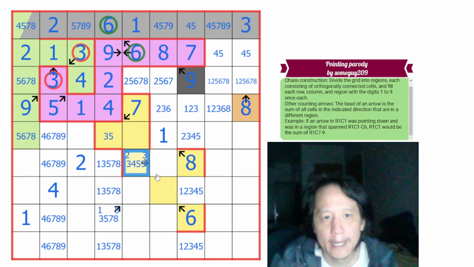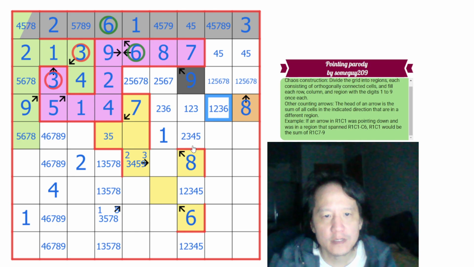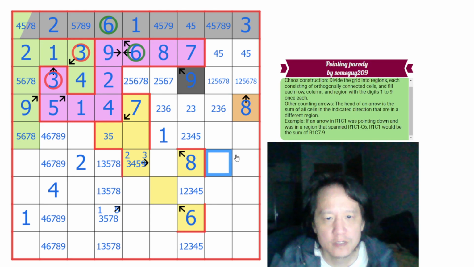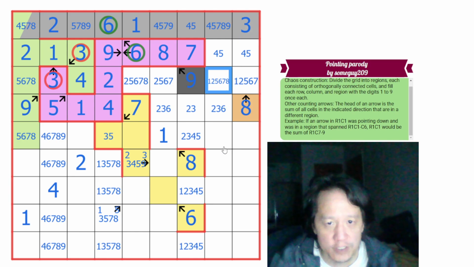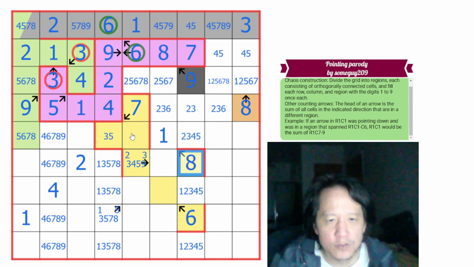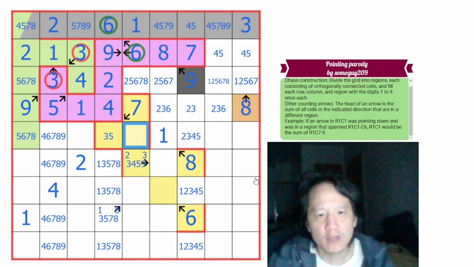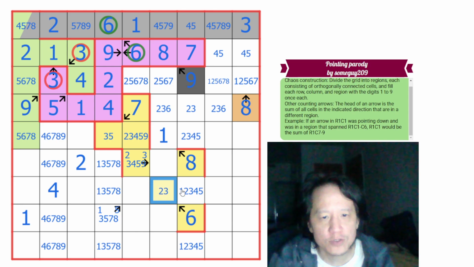Okay. So then this can't be 8. It can't be 1 either. This is 2, 3, or 6. This is 8. So this still could be not part of the orange region. So this cannot be 6, 7, or 8. It cannot be 1. It's 2, 3, 4, 5, or 9. This cannot be 1. It's 2, 3, 4, 5, or 9.